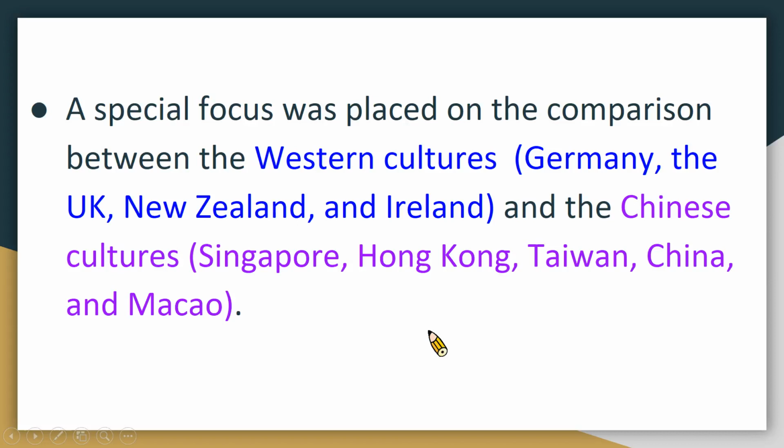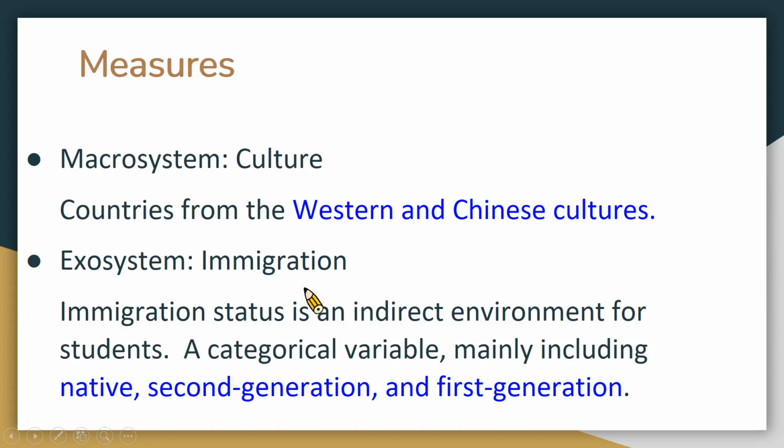In this study, a special focus was placed on the comparison between the Western cultures and the Chinese cultures. Western cultures include Germany, the UK, New Zealand, and Ireland. For Chinese cultures, the countries include Singapore, Hong Kong, Taiwan, China, and Macau. The measure for the macrosystem is culture, that is, countries from the Western and the Chinese cultures.